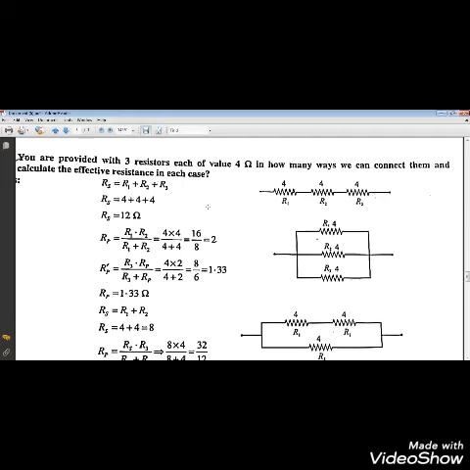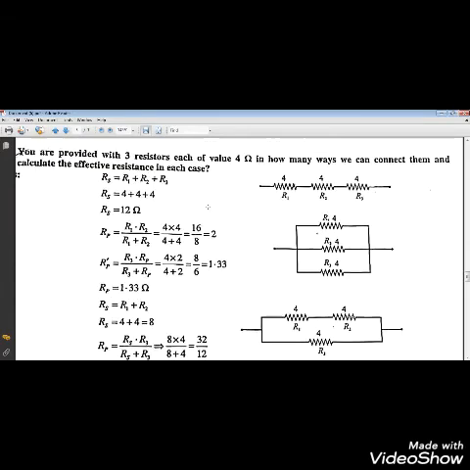In this type of problem they have given 3 resistors, each with a value of 4 ohm. Then we have to design how many ways we can connect the resistors. Okay, let us solve the problem.